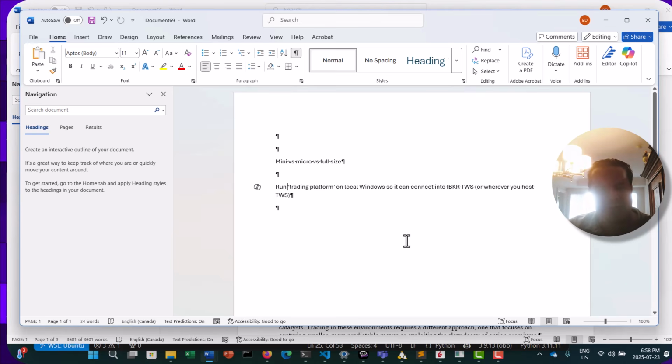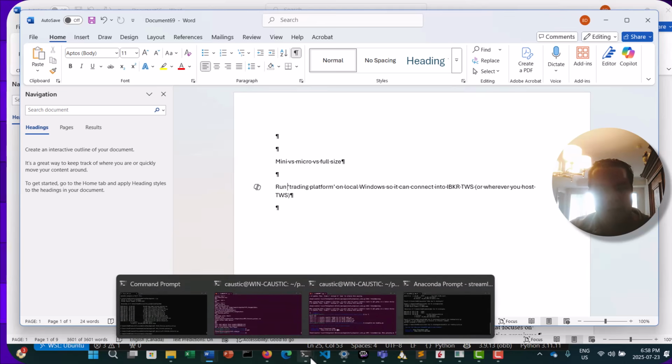You can even run this locally in a Windows environment. But now you can see here I've got the TWS right there. I'm not going to show that in the foreground, but it's running in the background and it can connect into it. So now we've got a couple of things here. This is really important to know.